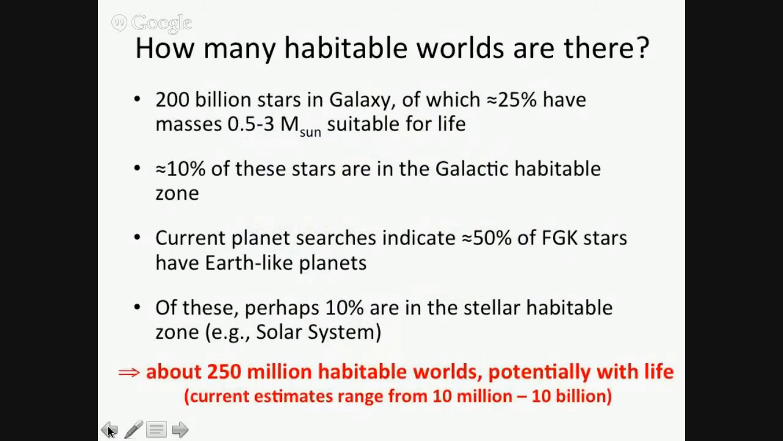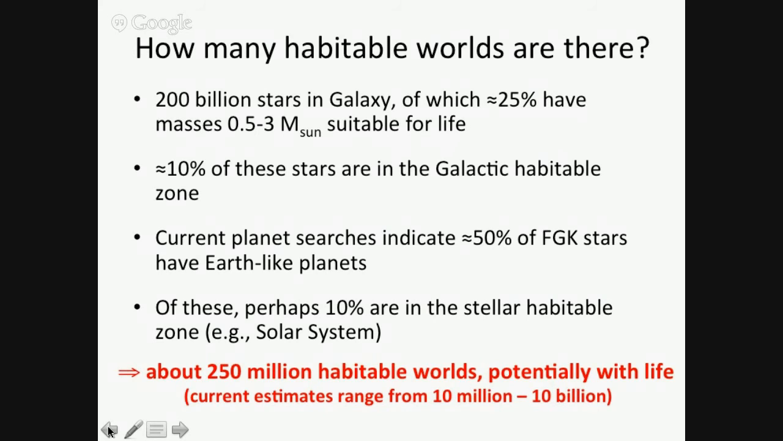We now know that at least half, maybe a bit more than half, of these types of stars have Earth-like planets, either Earths or super-Earths. So maybe half don't, and that gets rid of some fraction of those. And then only maybe about 10% of those planetary systems are going to have planets in the habitable zone. This is a bit of a guess because we haven't figured out exactly the fraction of planets in habitable zones.